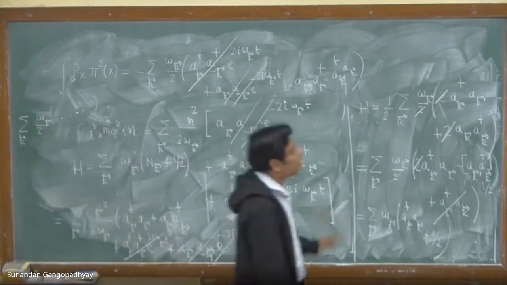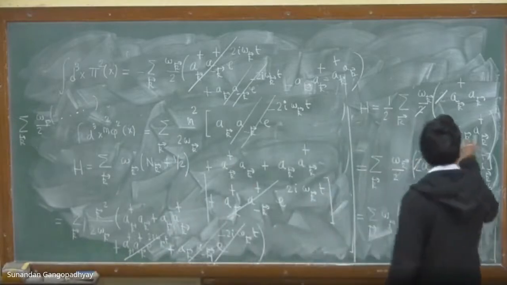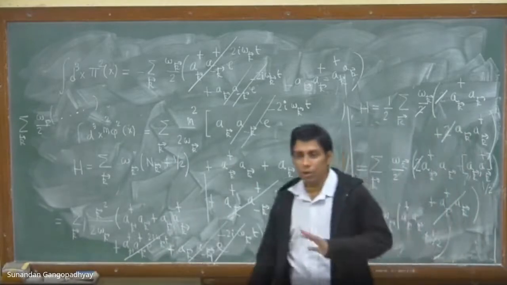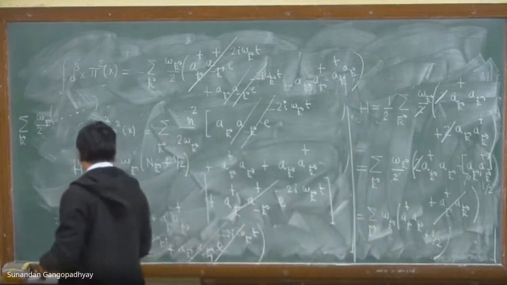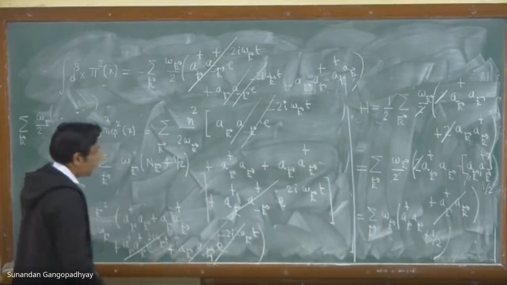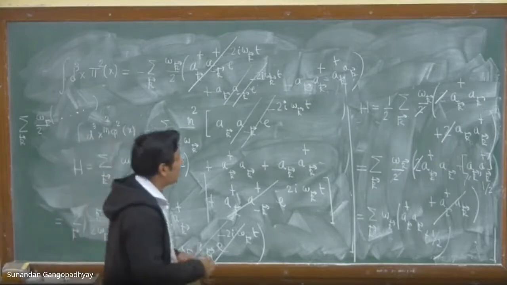So this gives you the interpretation. We have still not obtained the interpretation for Ak and A dagger k, but we have all the other things that we require for the interpretation of Ak and A dagger k. So let us do it now.